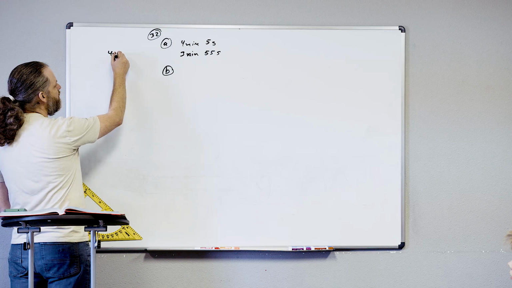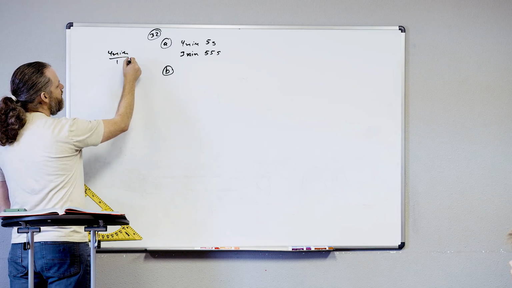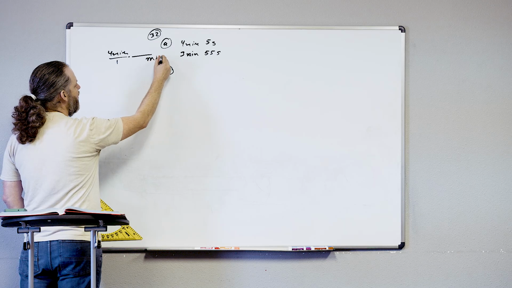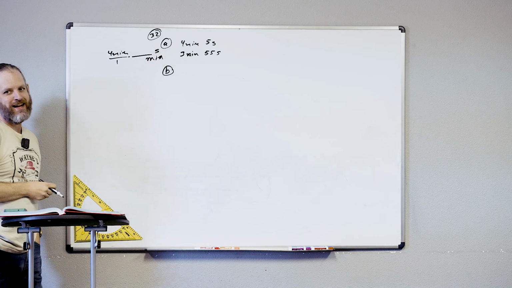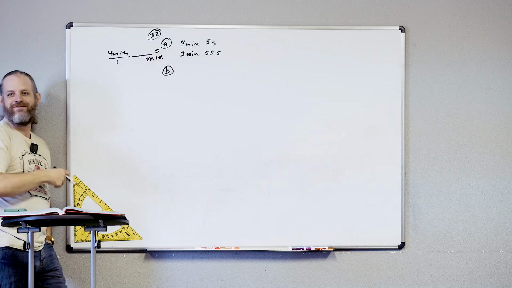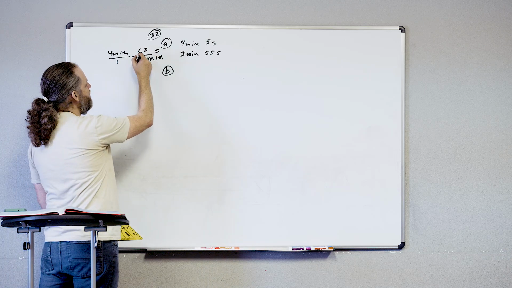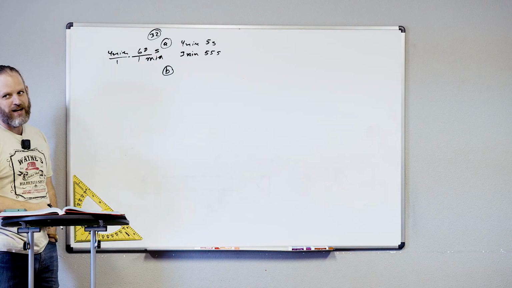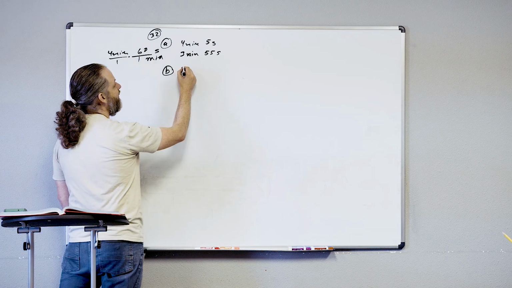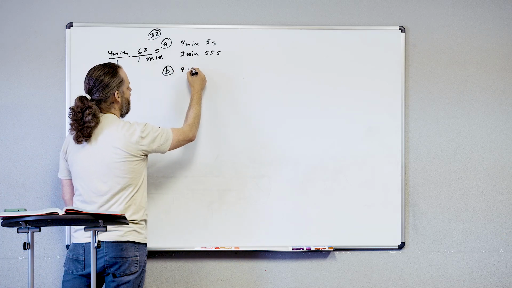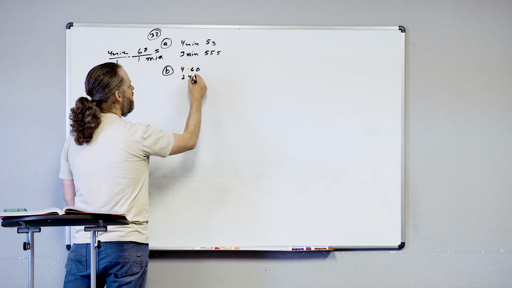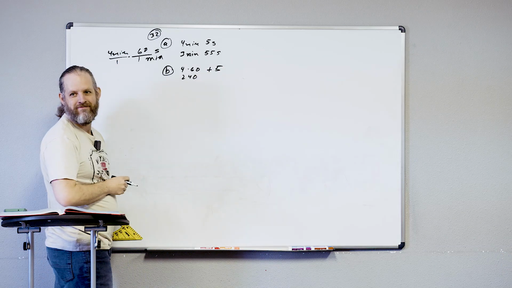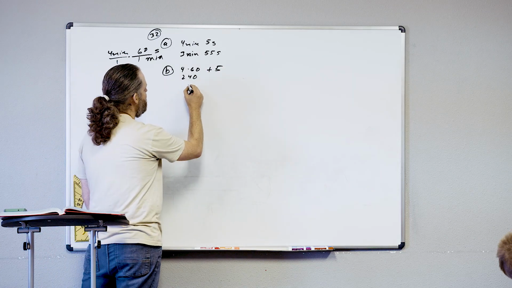So we got 4 minutes. We're trying to cancel the minutes, right? I'm trying to get seconds. How many seconds are in a minute? 60. Good job. So we put our 60. So multiply by 60, right? Because they're both on the top. So what's 4 times 60? 240. And then plus the 5 seconds, right? 245 seconds.